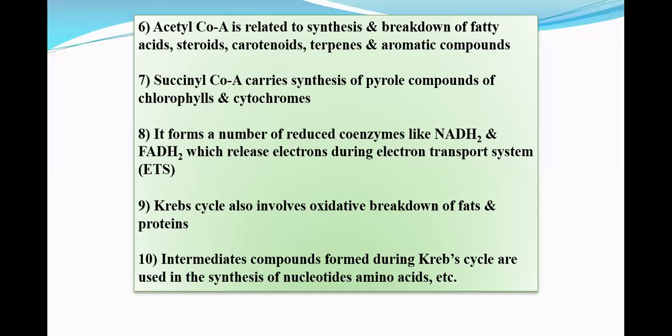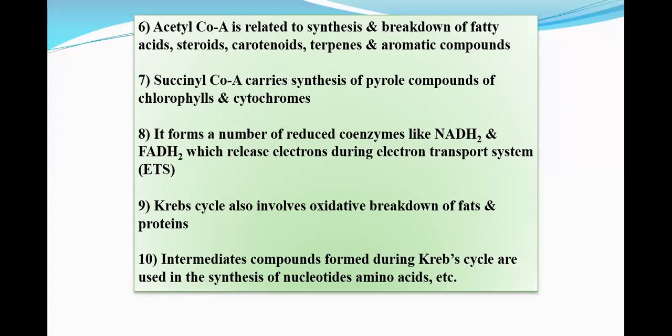Then the next compound that was produced as an intermediate was succinyl-CoA, which gives rise to succinic acid later on by hydrolysis. That succinyl-CoA carries synthesis of pyrrole compound and pyrrole aromatic ring compound, which are required for production of chlorophylls and cytochrome. So chlorophyll and cytochrome are the aromatic compounds which require presence of pyrrole, a 5-membered organic ring, aromatic ring. It can be produced from succinyl-CoA.